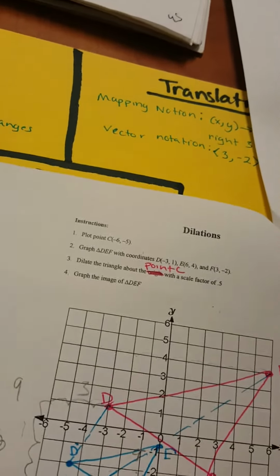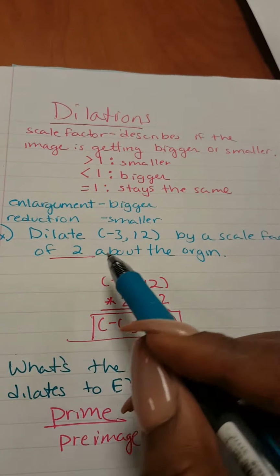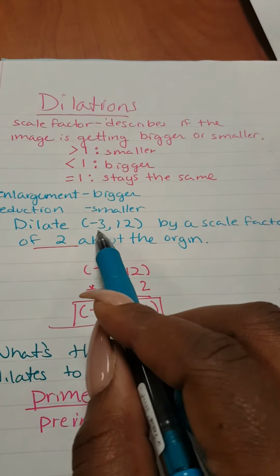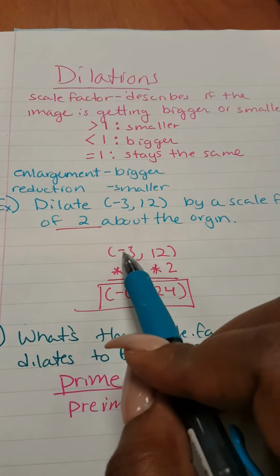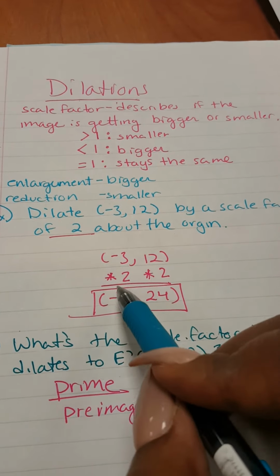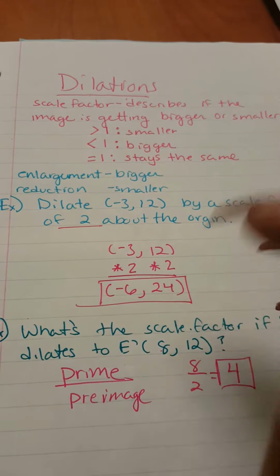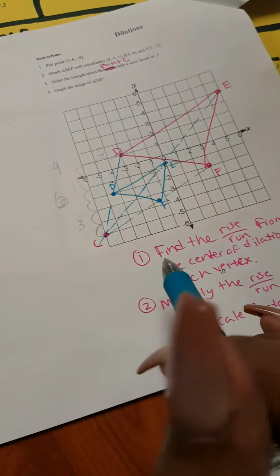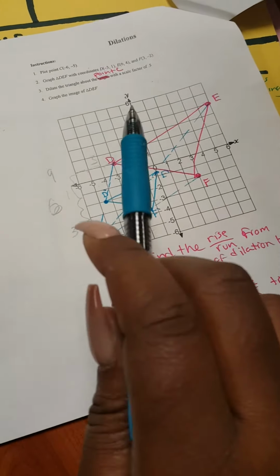Now, if your center of dilation is the origin, all you have to do is multiply. So like on this one, it says dilate -3, 12 by a scale factor of 2 about the origin. So I took -3, 12, and all I did was multiply by 2 because that was my scale factor. So that gave me -6 and 24, and that would have been my answer. Okay, so when it's about the origin, you just multiply. When it's not about the origin, you need to find your rise over run, and then multiply your rise over run times your scale factor.